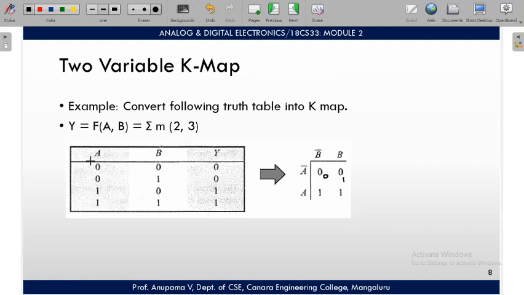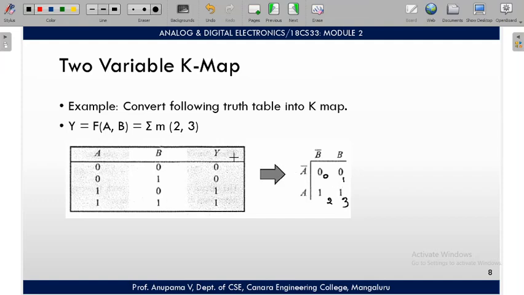Convert the following truth table into a Karnaugh map in order to understand how to draw a two variable Karnaugh map. A truth table is given. So, the Karnaugh map entries for two variables are 0, 1, 2, 3. That means the values of the respective minterms should be filled in these positions. The output of the 0th minterm is 0, hence 0 is entered. The output of minterm 1 is 0, so in location 1, 0 is entered. Similarly, the output of minterm 2 is 1, so in location 2, 1 is entered. The output of minterm 3 is 1, hence in location 3, we enter 1.